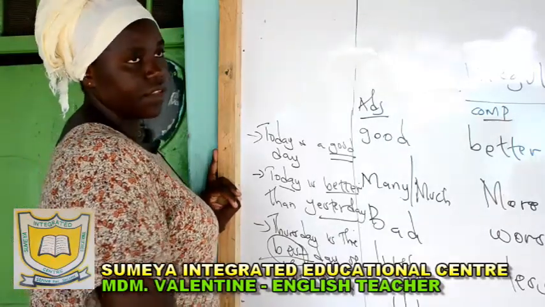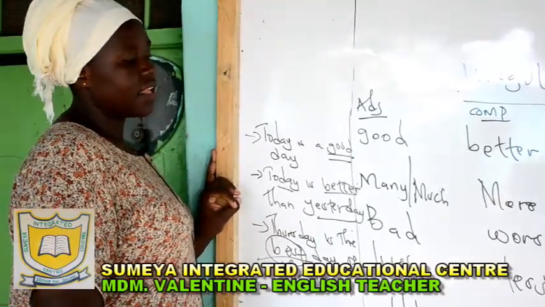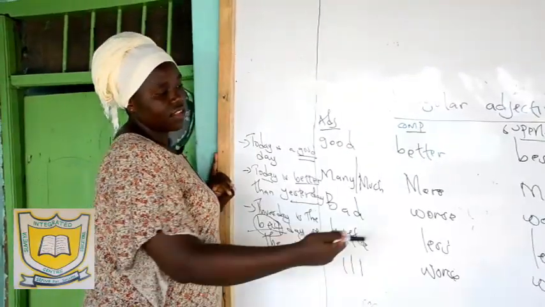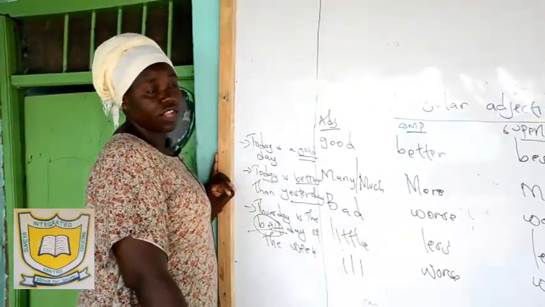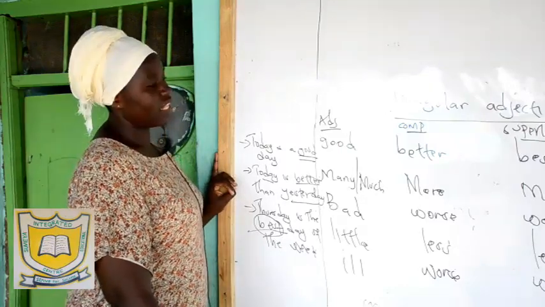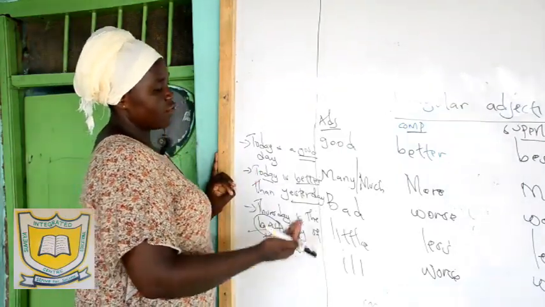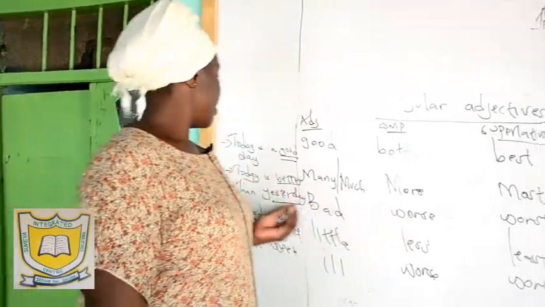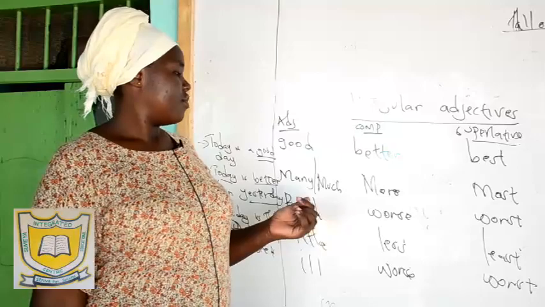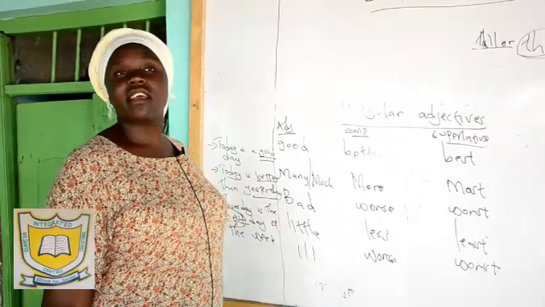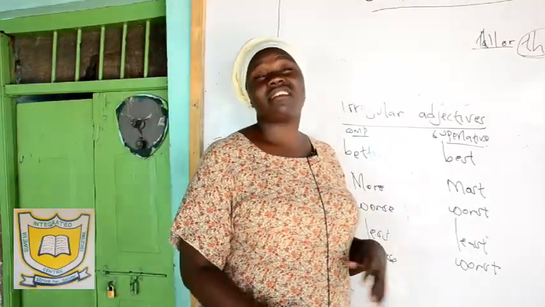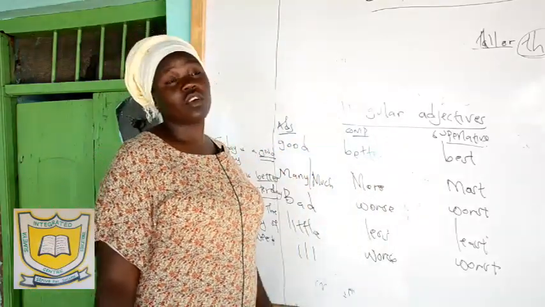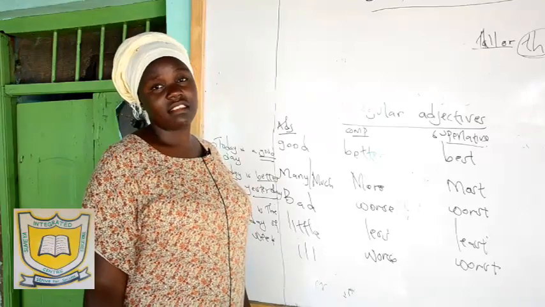She's ill. Somebody is ill. Amina is ill. She's worse than yesterday. Or we say today she is worse than all the days. You can say today is a bad day. And then you say today is worse than yesterday. Or you can say Wednesday is the worst day of the week. These are what we call irregular adjectives.